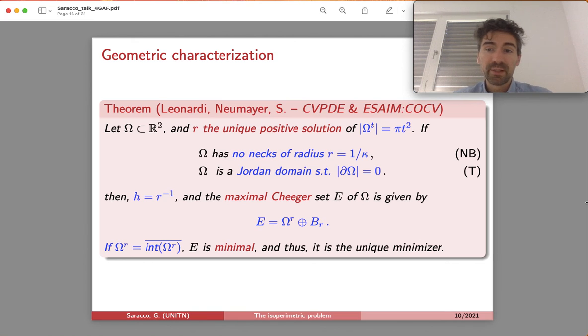And again, it works like this. Omega needs to be a Jordan domain whose boundary is a non-space filling curve. You solve the equation. If your omega has no nexus of radius the unique positive solution of this equation, well, then this unique positive solution is the inverse of the Cheeger constant, and the maximal minimizer is given by the union of all the balls with this radius. So again, we have this recipe moving from convex sets and strips to this much wider environment.